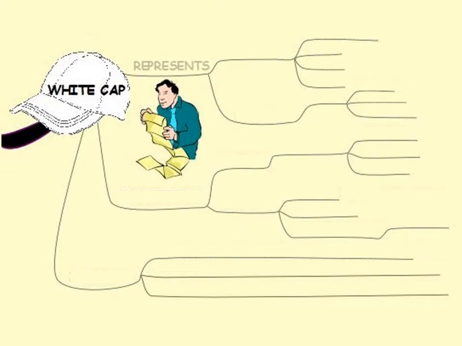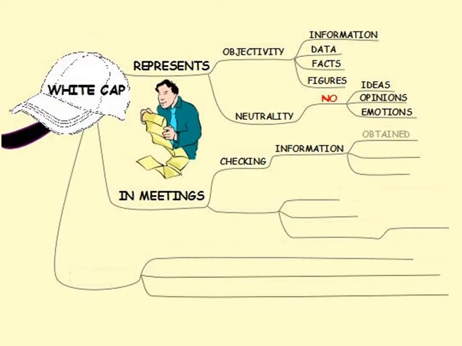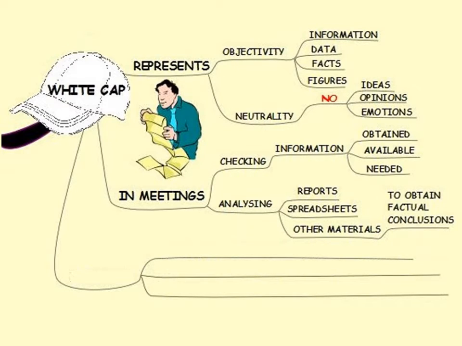Now looking at the white cap, this represents objectivity. It's about information, data, facts and figures. It also represents neutrality, so there's no ideas, opinions, emotions. It's very factual. So therefore in meetings, wearing a white cap would involve checking information, either that's been obtained or that's available, or information perhaps that's needed. And then it's about analysing things like reports, spreadsheets and other materials to obtain factual conclusions.